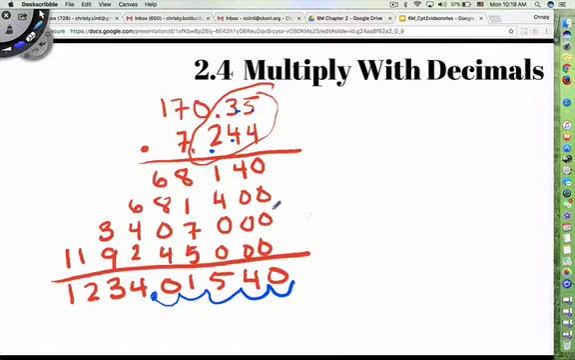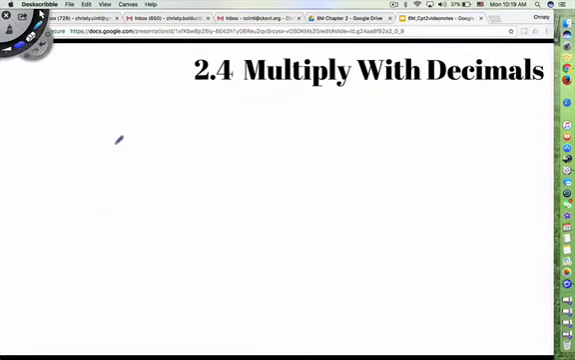Okay. Another type of question that you might be asked today is to multiply and round. So for example, multiply and round to the nearest cent.